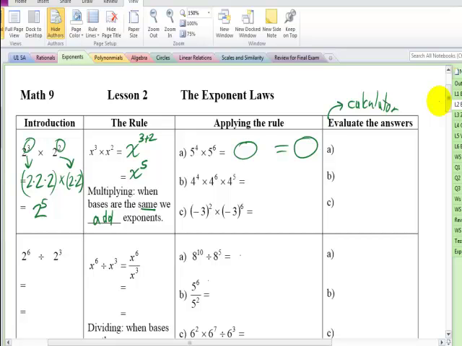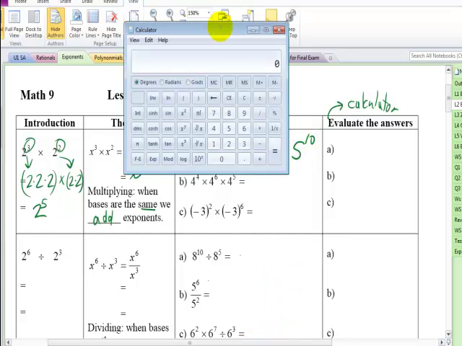Okay, let's see your work for the first one. Fill in the blanks. 5 exponent what? 4 plus 6. 5 exponent 10. Now go to your calculator, please. Evaluate that.